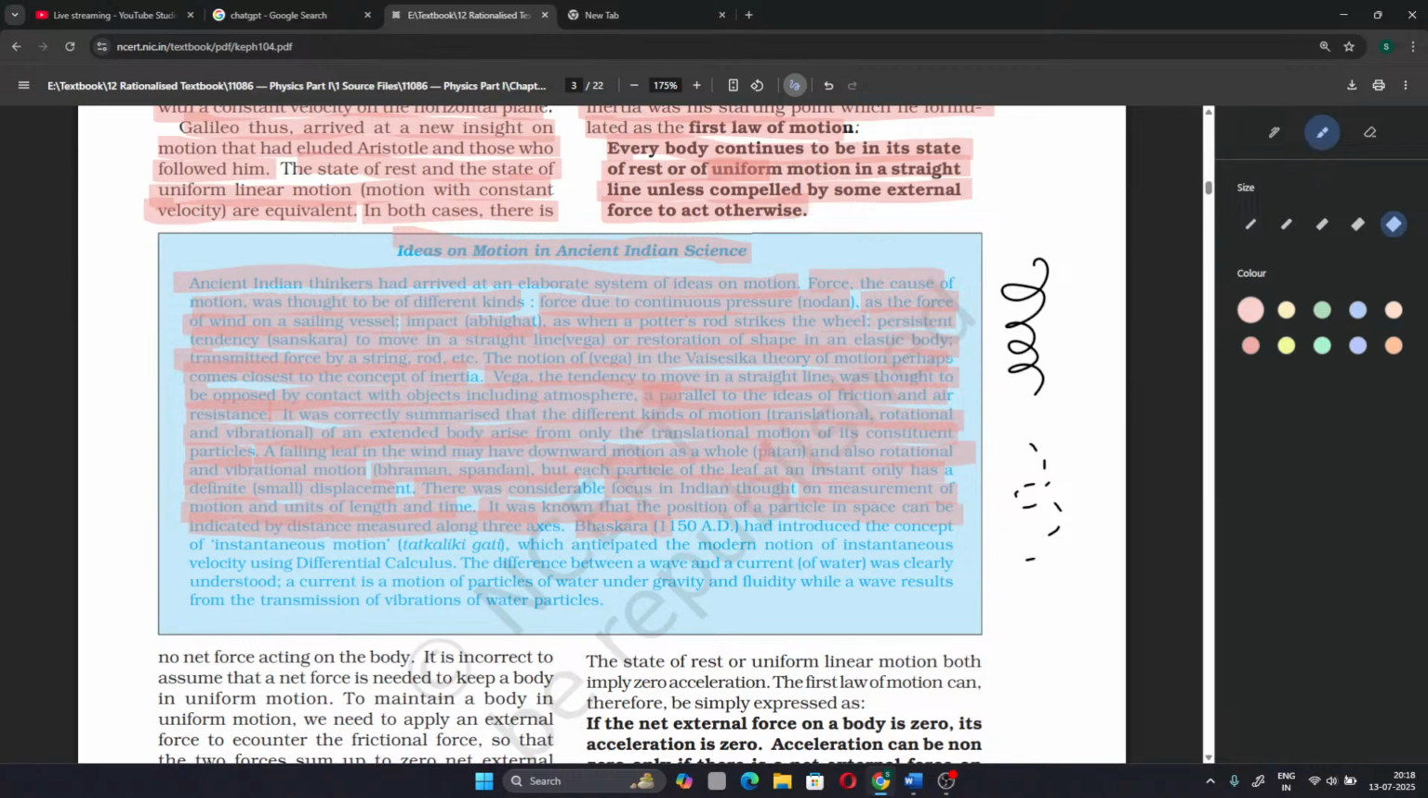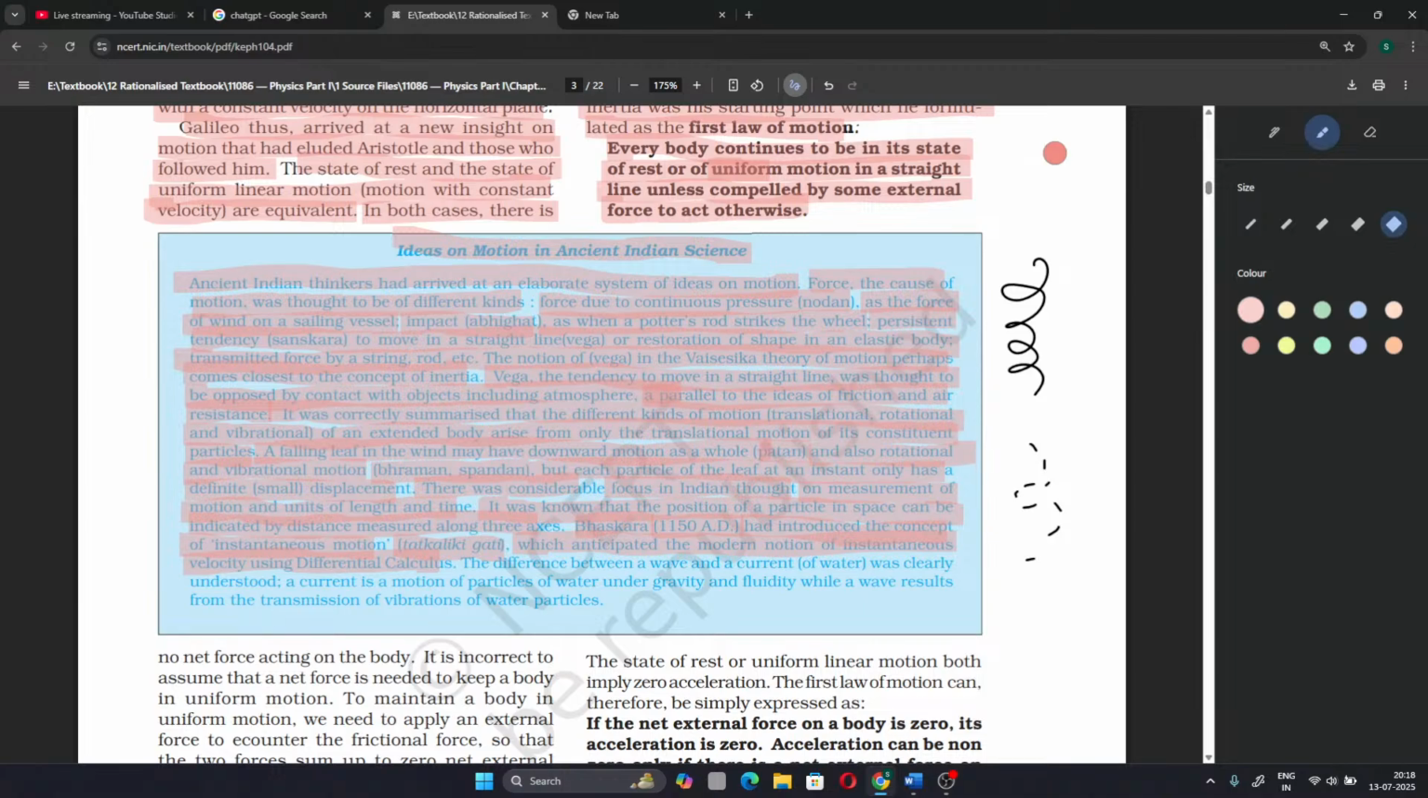Bhaskara, in 1150 AD, had introduced the concept of instantaneous motion, Tatkaliki Gati, which anticipated the modern notion of instantaneous velocity using differential calculus. Basically, we have two kinds of motion: average and instantaneous.